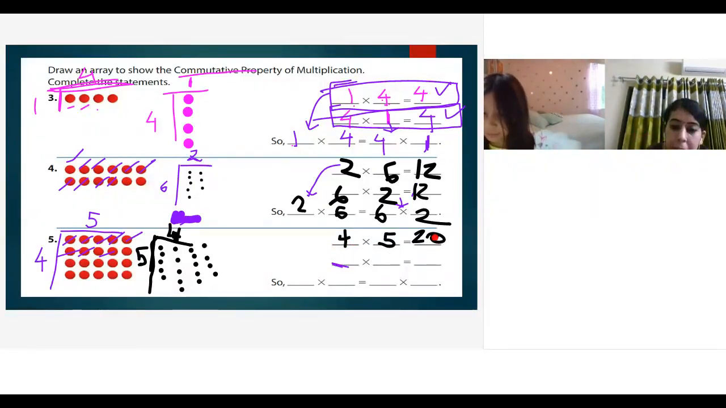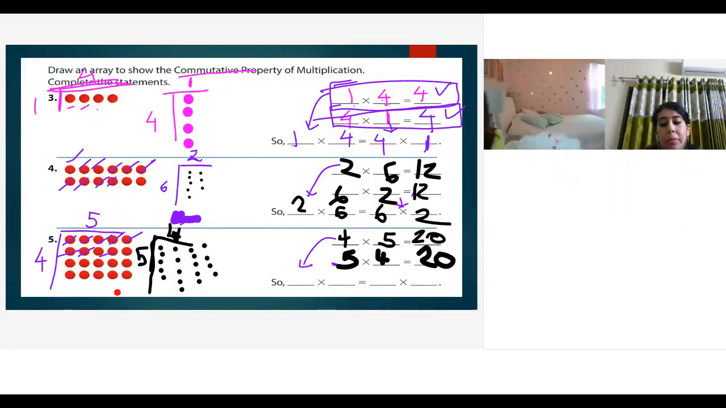5 times 4. Very good. Same answer you will get. 20. That means 4 times 5. Write down. 4 times 5 is equal to 5 times 4. That means whatever order you take, when rows become columns and columns become rows, the answer remains the same. Now got it, Akshita? Got it.